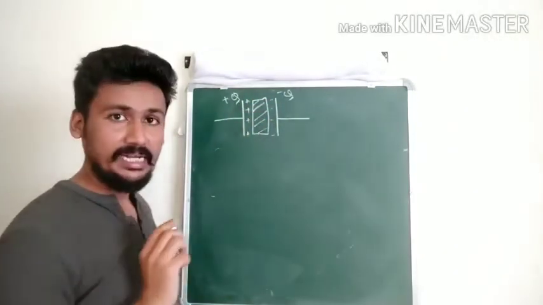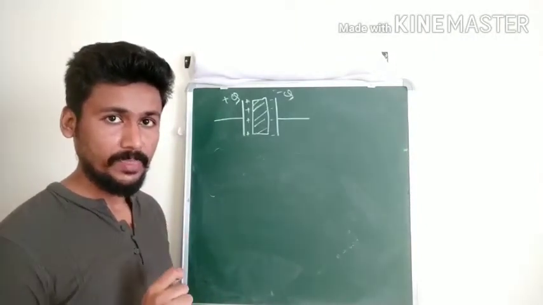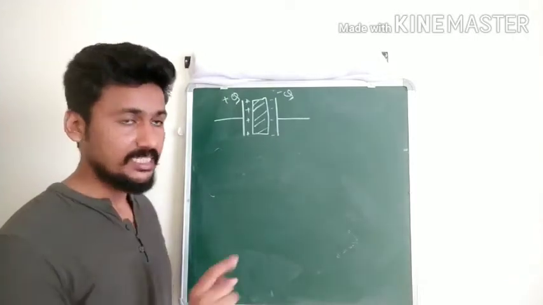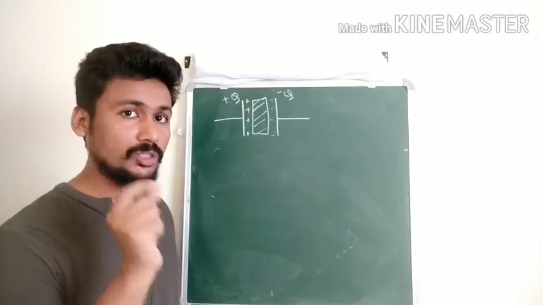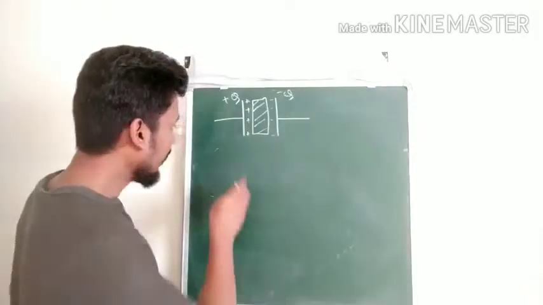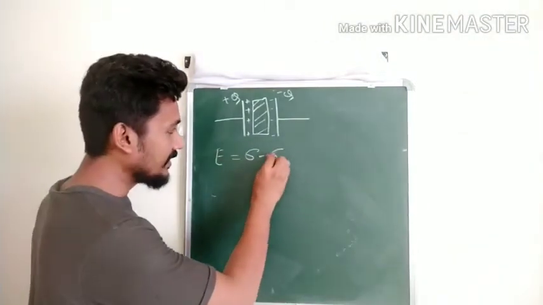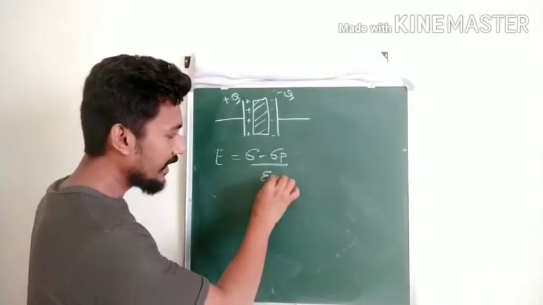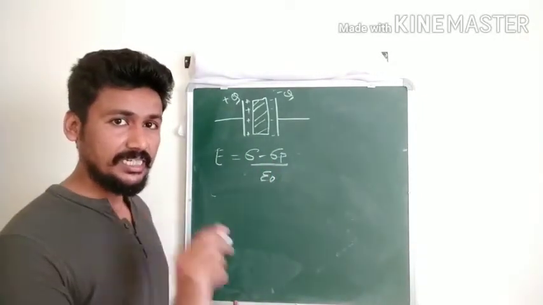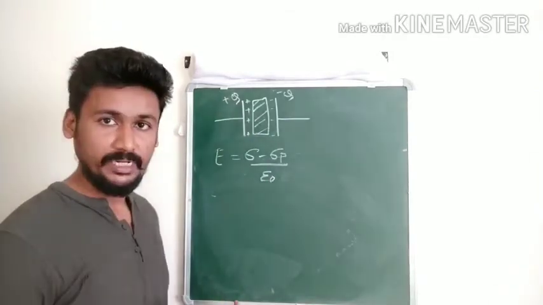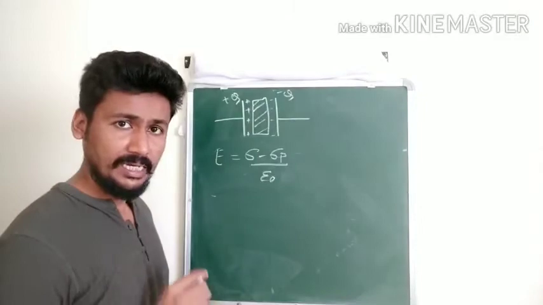So we will insert a dielectric material between the two plates of the capacitor. When we have put a dielectric material, there is going to be polarization, as we have already seen. Because of that polarization, the electric field between the parallel plates is going to change. Now, the electric field will become E is equal to (sigma minus sigma P) by epsilon naught. This sigma P denotes surface charge density on the dielectric material.